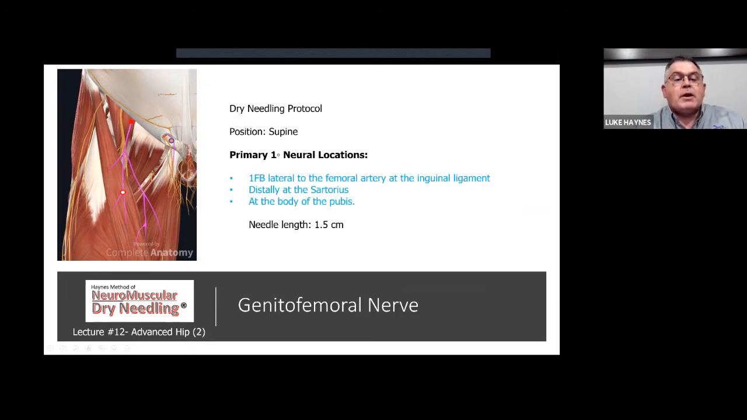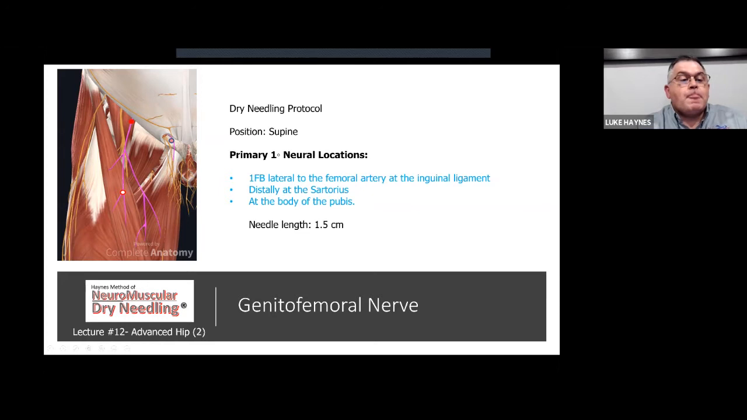For our primary neural locations, it will be 1 finger breadth lateral to the femoral artery. So femoral artery is not displayed here, but it's going to sit right here, the femoral triangle. So it will be 1 finger breadth lateral to the femoral artery at the inguinal ligament, and it will come distally into the meat of the sartorius. So we'll just do our muscle test to find that, to get into that distribution of this nerve further distally.